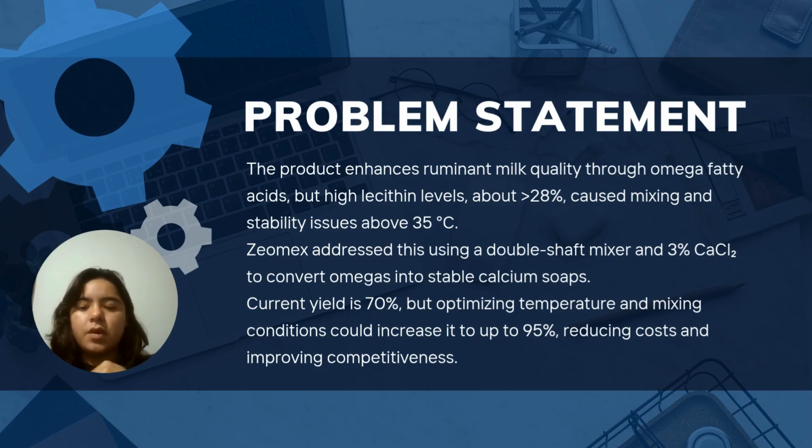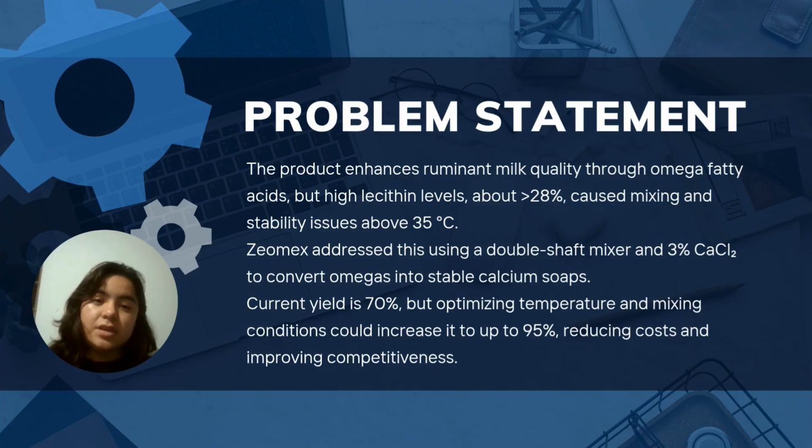About CMX, the product enhances ruminant like milk quality through omega fatty acids, but highly lectin levels about less than 28%, causing mixing and stability issues about 35 degrees Celsius. CMX addresses this using a double charge mixer and 3% of CaCl2 to convert omegas into stable calcium soaps. Current yield is 74%, but optimizing temperatures and mixing conditions could increase it up to 95%, reducing cost and improving competitiveness.